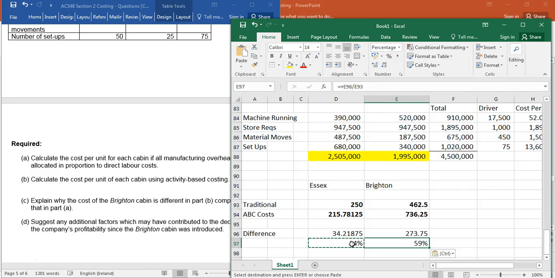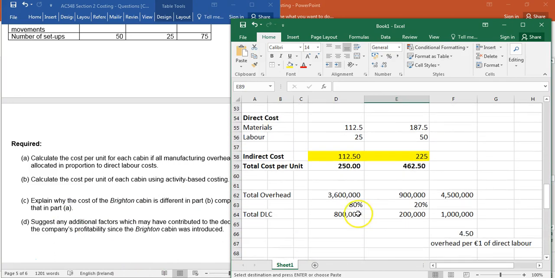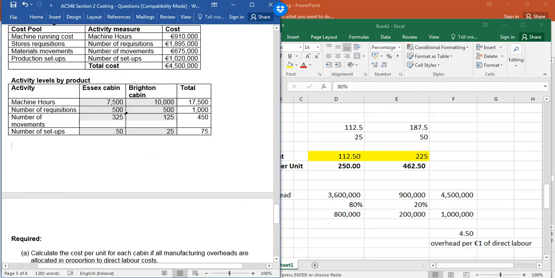So the key question is asking, why did that happen? Well, up above, we assumed that Essex used 80% of all overheads, right? And used all the activities associated with those overheads, and Brighton used 20%. Whereas actually, when we go to the question and look at the activity analysis, it turns out it's not an 80-20 split across the board. Here, they actually use more than 50%. Right? So Brighton actually use a lot more than half of machine hours.